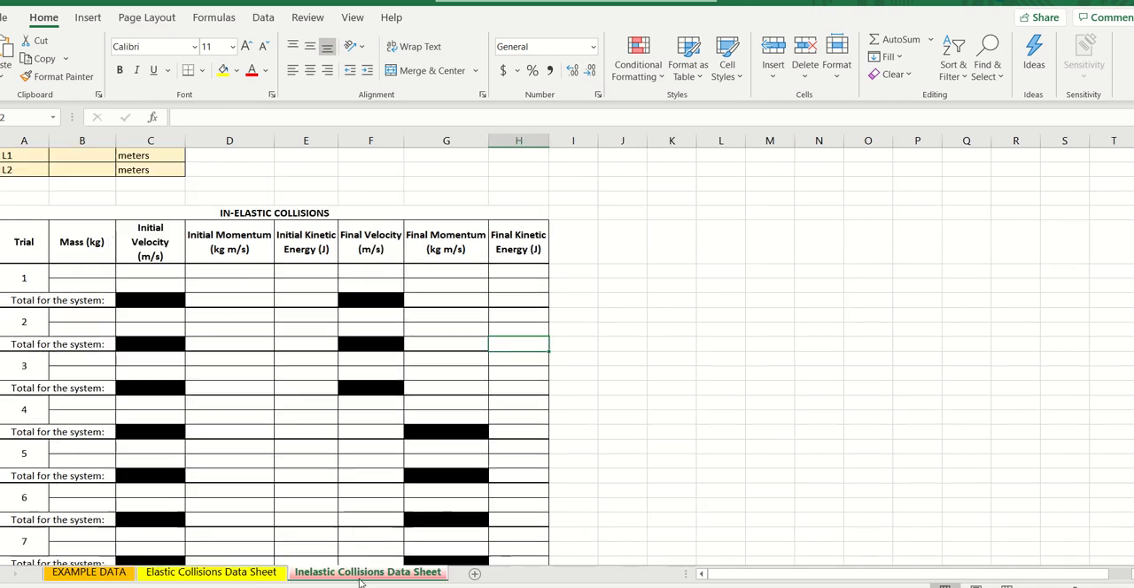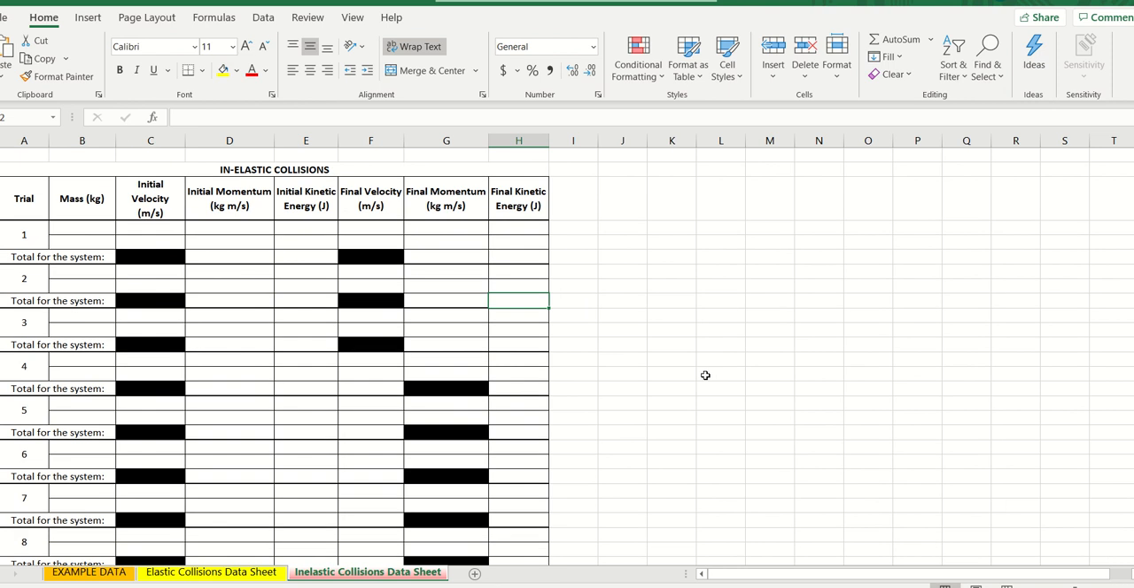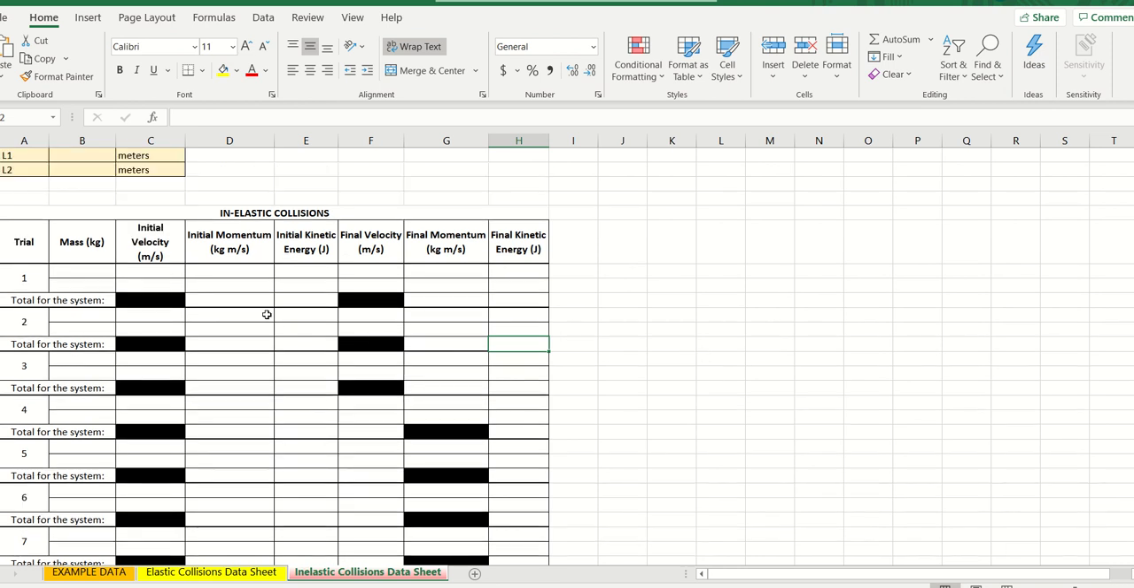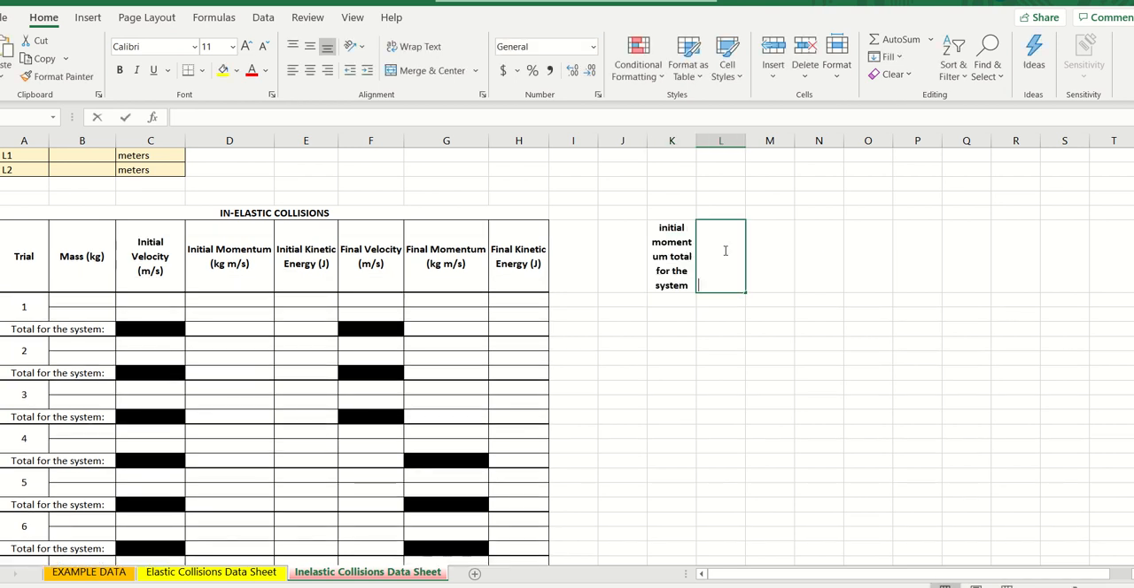So there's two Excel sheets, and you have to go to both. Now, when you plot your final plot, all you need to do is plot these numbers versus these numbers, and then these numbers versus these numbers. Sorry. You plot the initial momentum data versus the final momentum, and then you plot the initial kinetic energy versus the final. So basically, you're going to take some columns. Initial momentum total for the system, and then final momentum total.